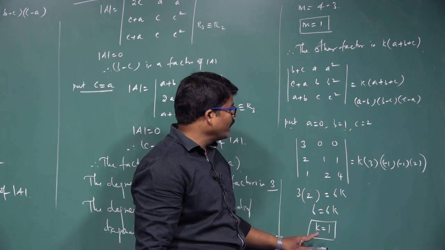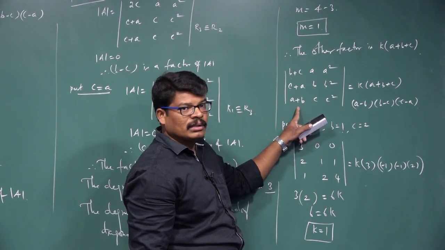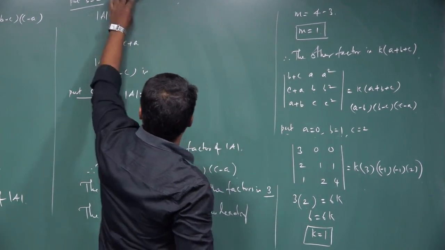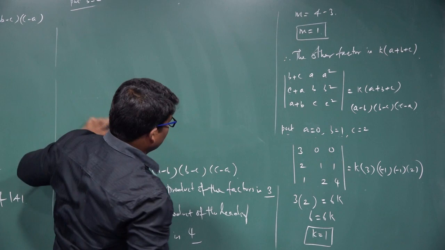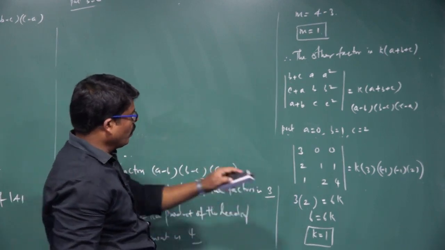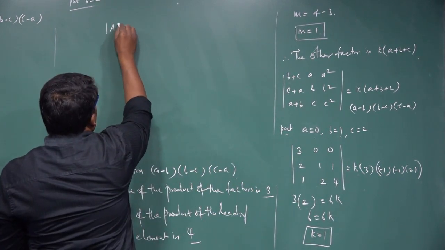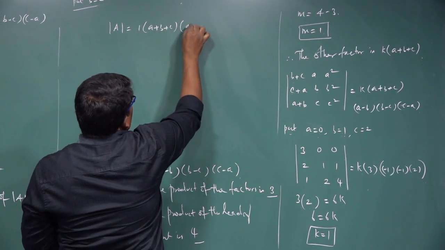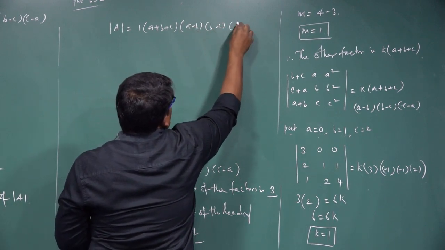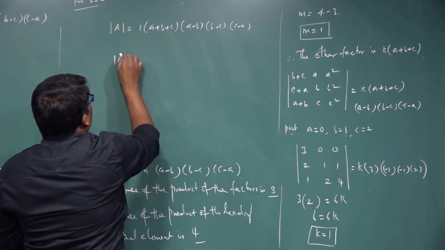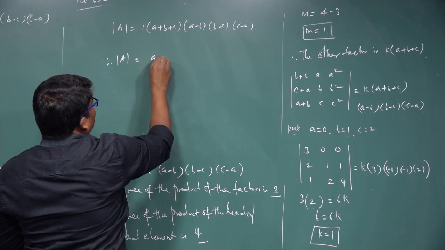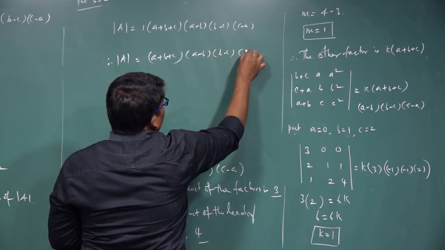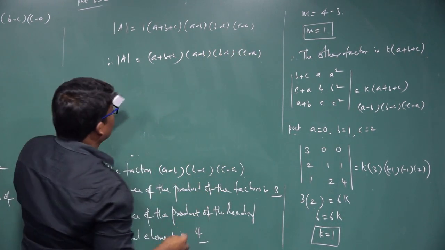K value 1, substitute in the determinant. Given the determinant of a equal to k, the value of k is 1, into a plus b plus c into a minus b, b minus c into c minus a. That is the determinant of a. Therefore, the determinant of a equal to a plus b plus c into a minus b, b minus c into c minus a. Hence it is proved.